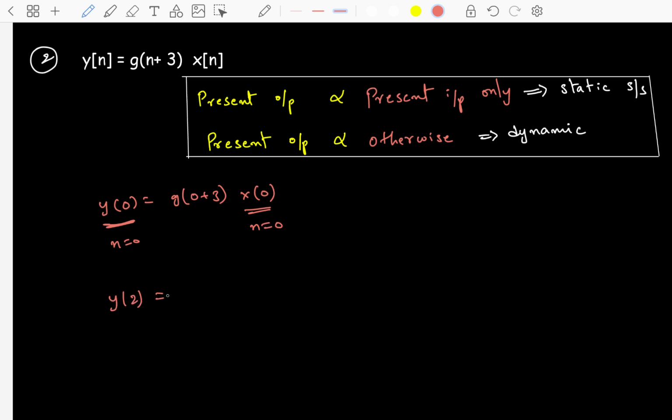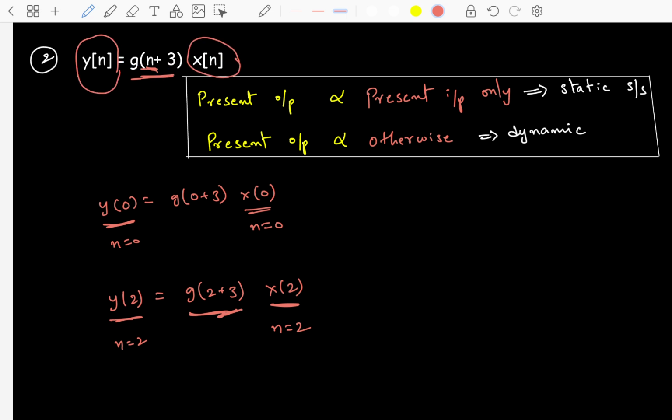Similarly, y of 2 is equal to g of 2 plus 3 into x of 2. Here the output is at n is equal to 2 and the input is at n is equal to 2 only. Don't consider g of n as input. We need to check only the input. g of n is an external function, a coefficient function of n. Only consider the input as x of n and the output as y of n. So the present output depends on the present input only.